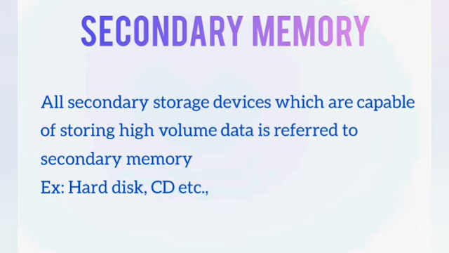Now let us understand the types of secondary memory. As we said, it is also called a mass storage device. There are two types of mass storage device, that is magnetic disk, maybe floppy disk or hard disk.